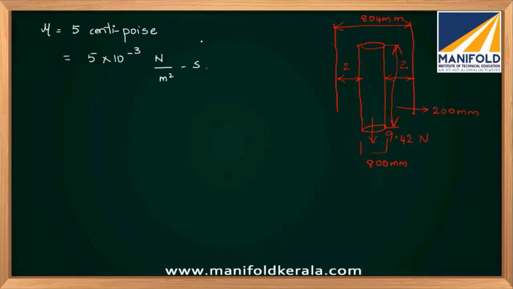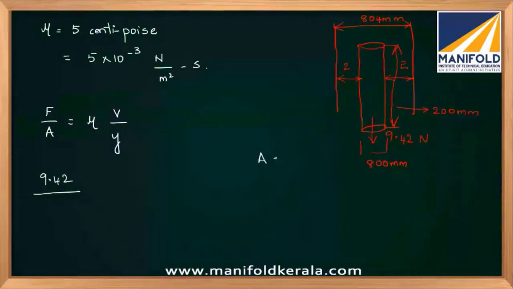Now, tau, that is force per area, is equal to mu into V by Y. This is the formula which we have. If you substitute in this, what is the force given to you? 9.42 Newton. Is area given to you? Can anyone calculate the area of this?